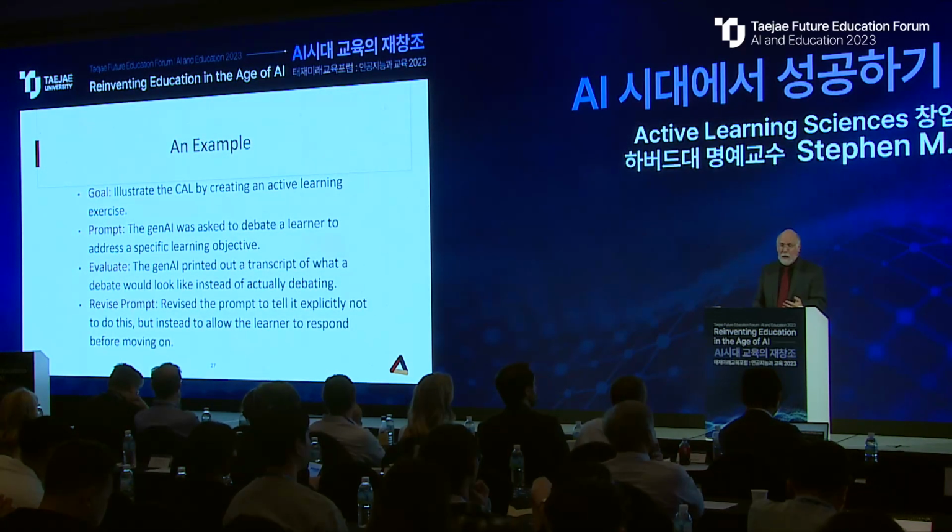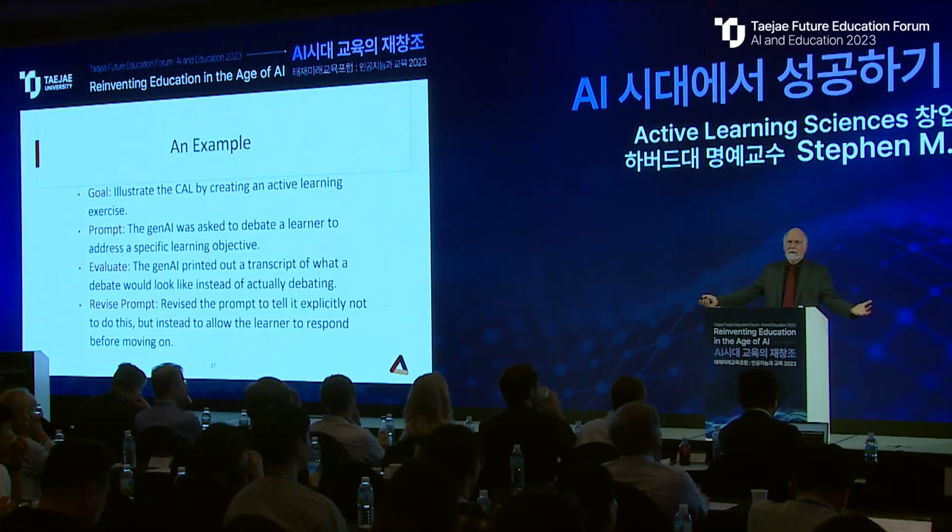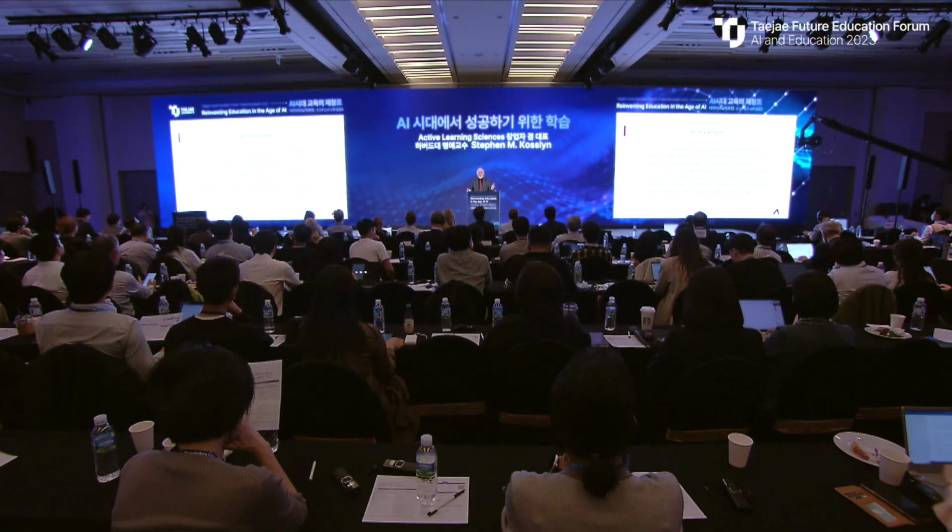But initially, I ran the prompt, I looked at what I got, and the Gen AI just printed out a transcript of what a debate would look like instead of actually debating. No, thank you. So I revised the prompt, and I told it, don't do that. Don't just print out the transcript. Instead, pause and allow the learner to respond before moving on. And I looked at the new results. So I'm iterating through the cognitive amplifier loop.